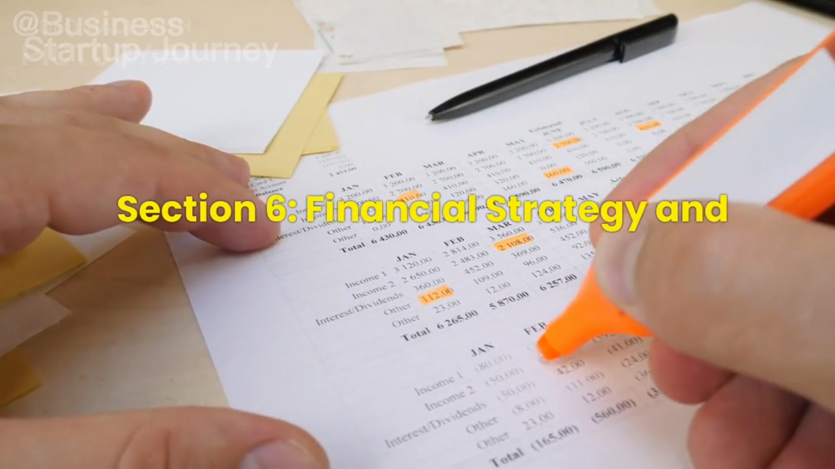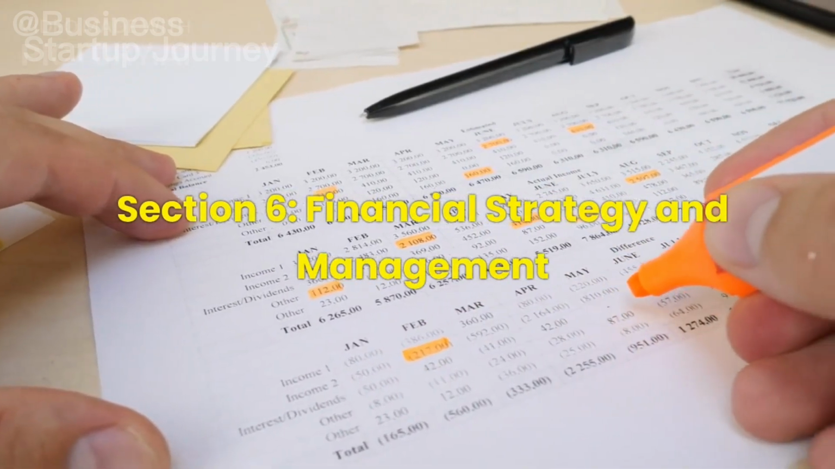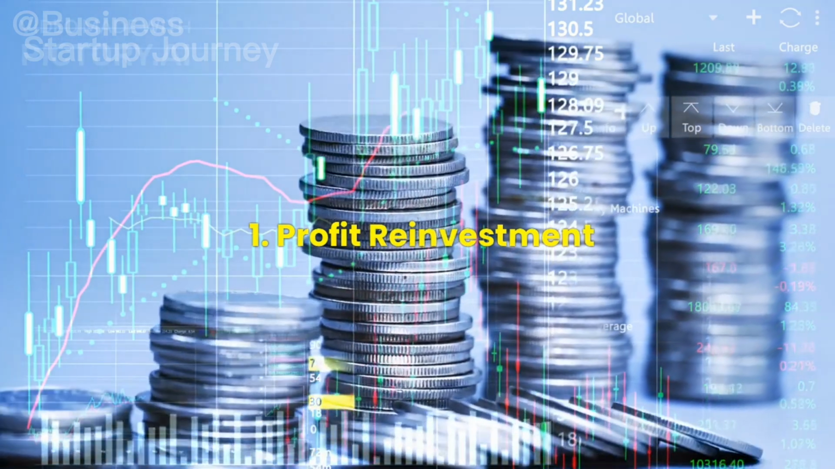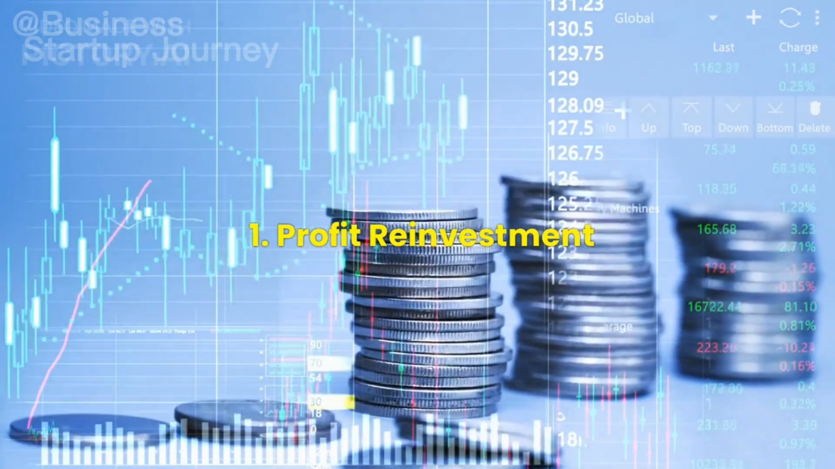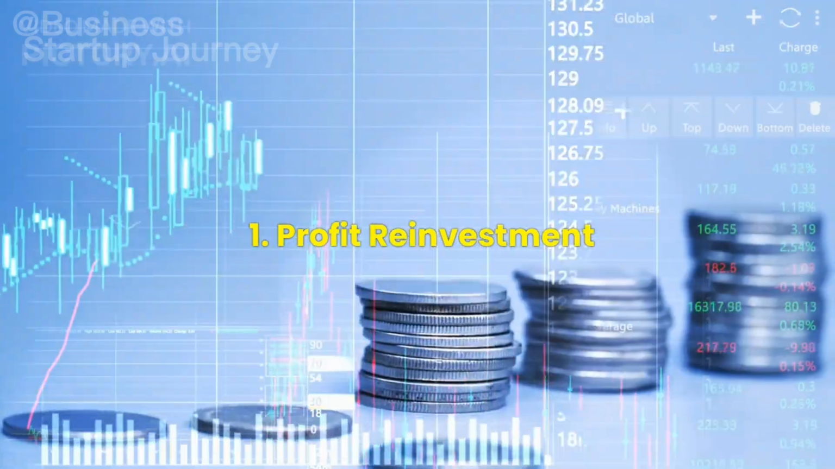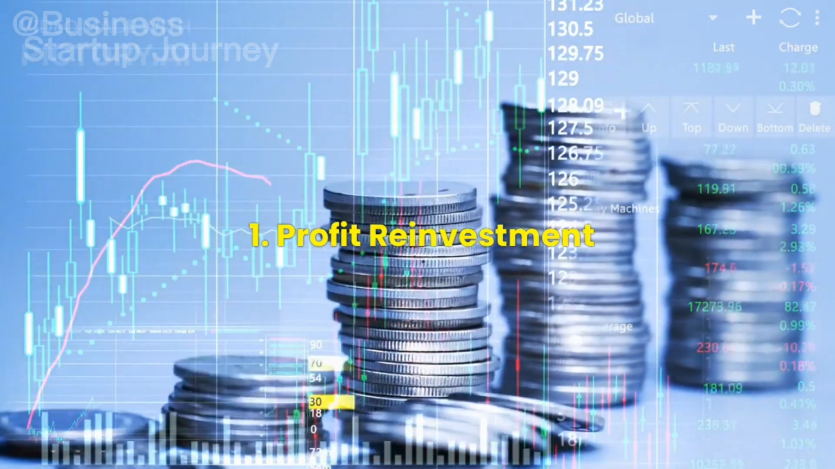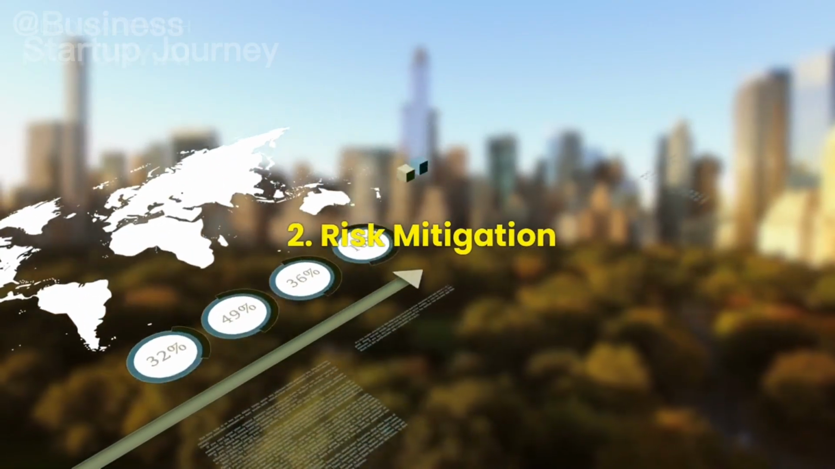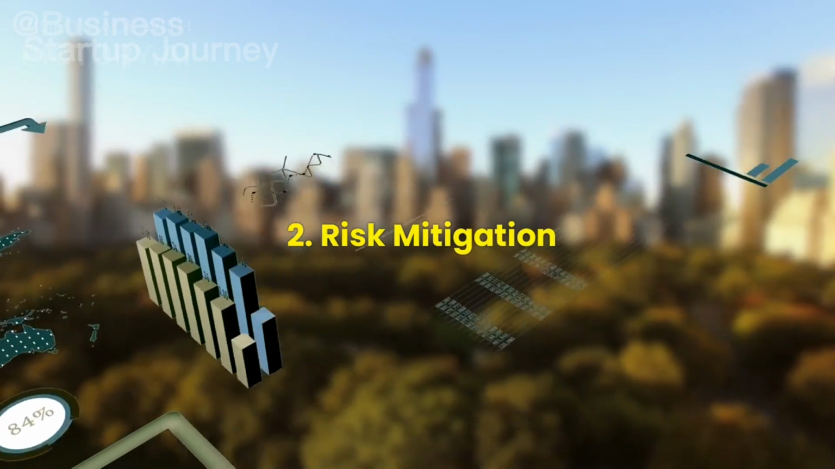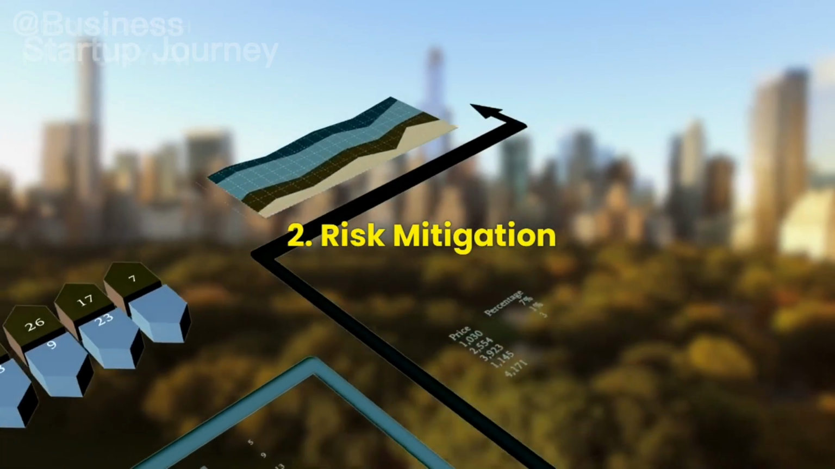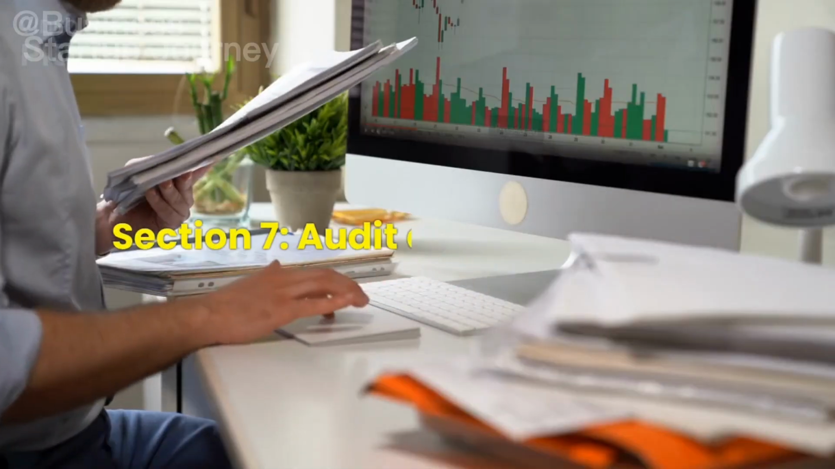Section 6. Financial strategy and management. 1. Profit reinvestment. Explore the possibility of reinvesting a portion of the profit into the company's development. This can contribute to faster growth and enhancement of the product or service. 2. Risk mitigation. Develop a strategy to minimize financial risks, considering factors like currency fluctuations, changes in market demand, and other relevant variables.